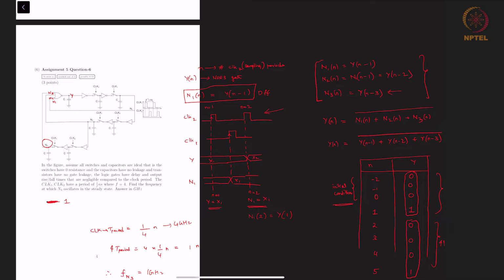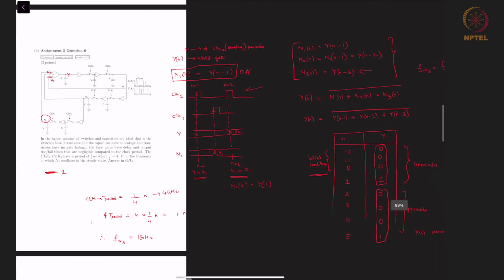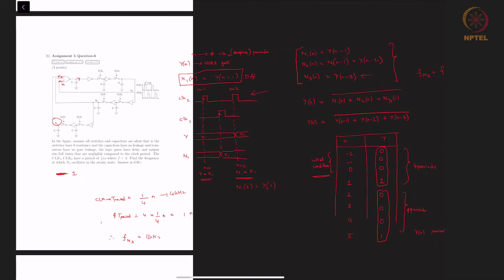So the first edge of the clock is n equal to 1, the second edge is n equal to 2, that is the rising edges of the clock. What you can see over here is, with some initial conditions, what is the value of y, the output of the NOR gate. If you just work out what the output of that NOR gate will be, it will come out to be the following waveform, with a period of 4 clock periods. That will be the output of this circuit.